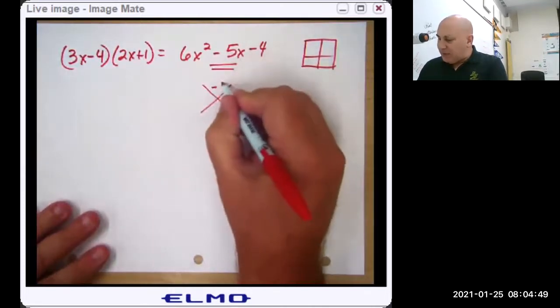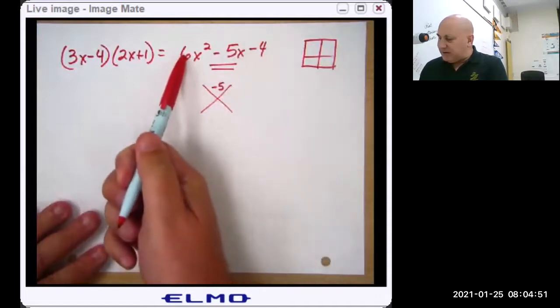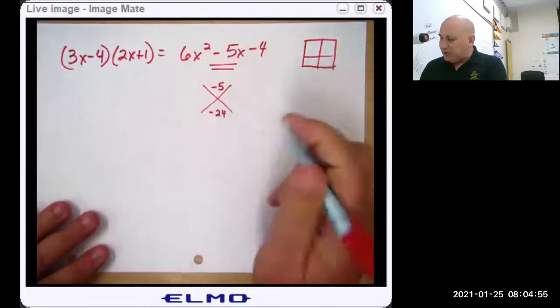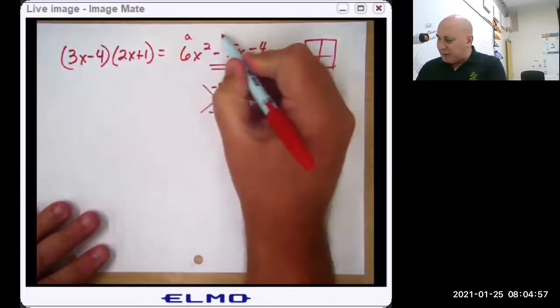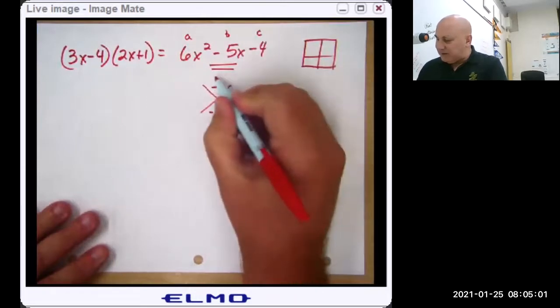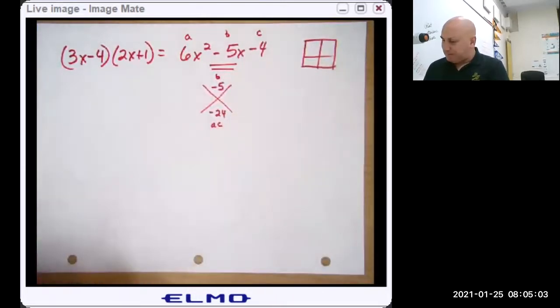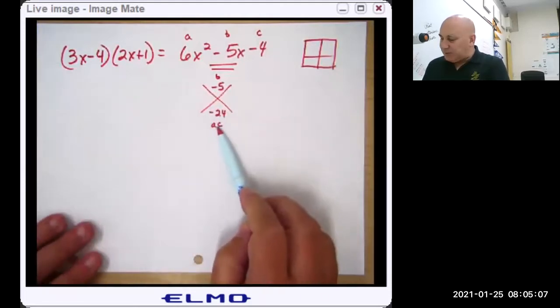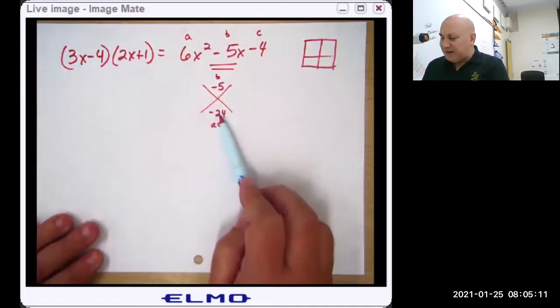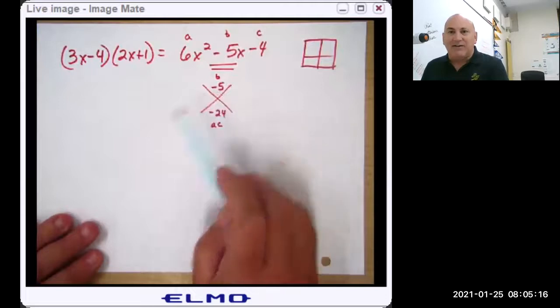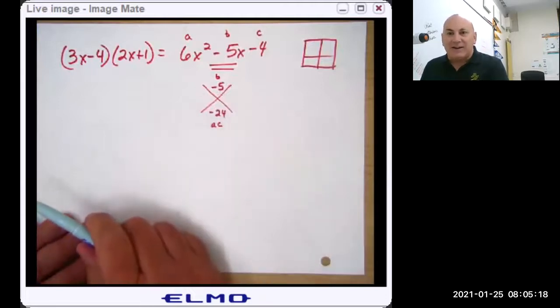This -5 will go here, and then 6 times -4 will go here. So if this is ax squared plus bx plus c, this down here is ac, this up here is b. Now, if there are two, notice this is multiplied. So if there are two numbers that multiply to give -24 and add to give -5, then it is factorable.